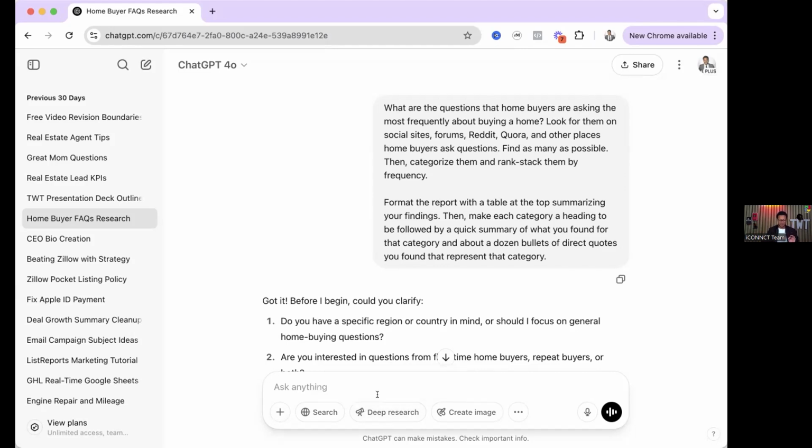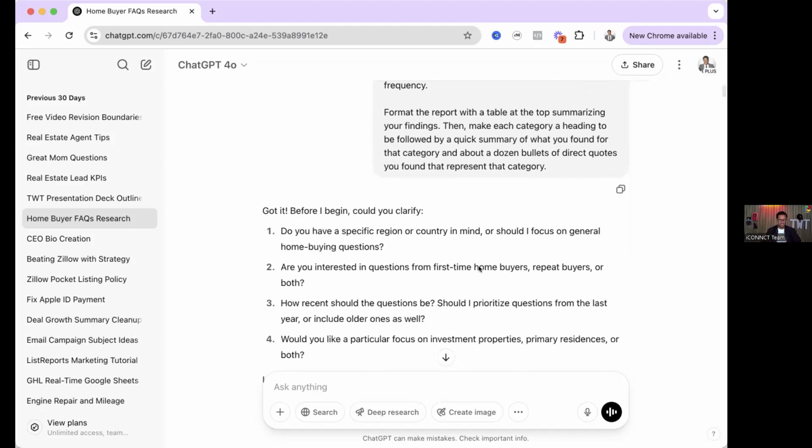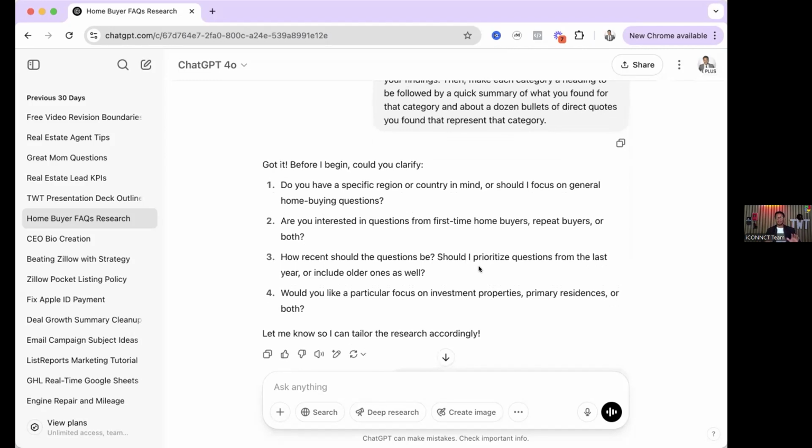If you all can see here, deep research, this is the feature that I'm using within ChatGPT. It's called deep research, right? So I click that first, and then I put in this prompt. What I'm telling it to do is go find my demographic who's talking about whatever, find the most frequent things that they're talking about, and I want you to stack them and rank them based on the frequency, right?